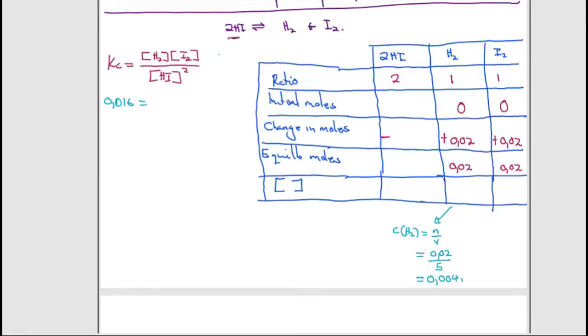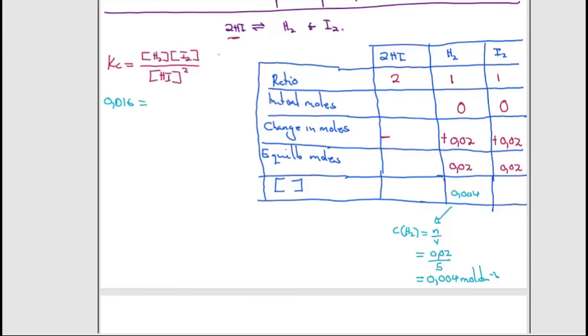This is my concentration, so I'm going to say mol/dm³. This is the concentration I'm having for H2, so I'm going to automatically write that down: 0.004. The same thing applies there.